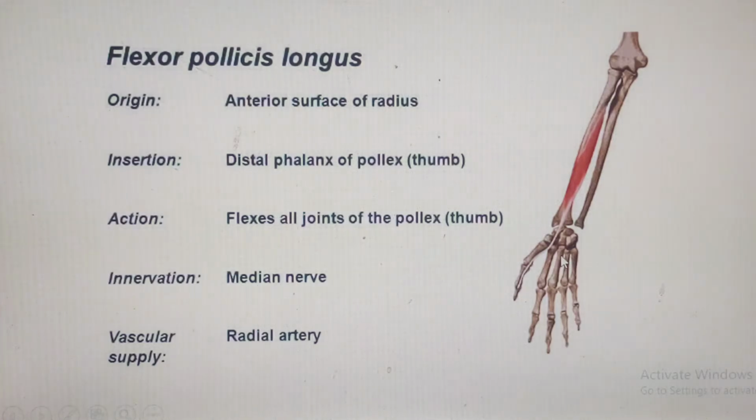You get to know that there is also flexor pollicis brevis, one of the intrinsic muscles of the hand, so you can visit that video that I've done for you. So that is the flexor pollicis longus, also supplied by the median nerve. That is what you have to know.